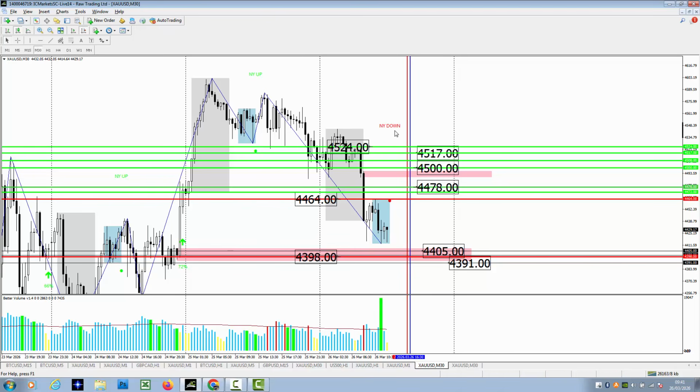It says here on my indicator NY down, so I'm looking for sell trades, but I don't want to sell at the low because the chances are you could get trapped and watch price rally away from you. So the strategy today is to go short at the high of the day, with the target just around 4405, 4398 or 4391, and I'm looking for the trade between 1600 chart time and 1630.